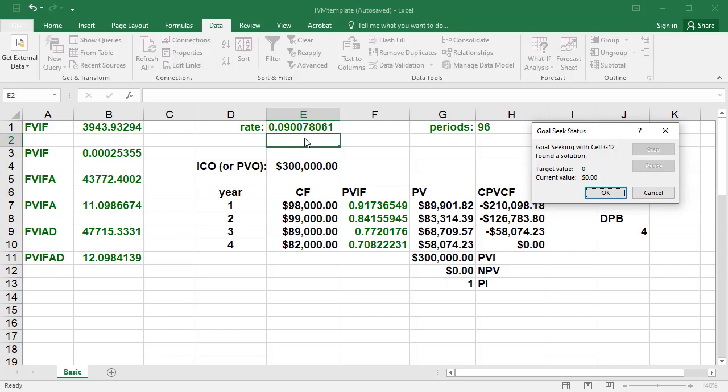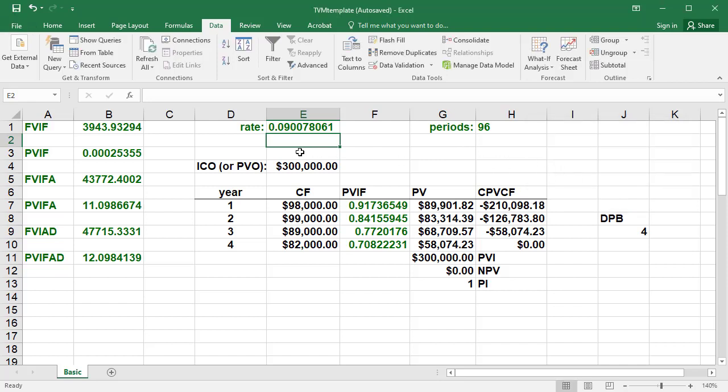So the internal rate of return on this project is 9.0078%. I can click OK to keep that, but I actually want this cell to be 0.09 because I'm going to be using that in calculating the modified internal rate of return. So I'm going to change this back to 0.09, and I'm back to my original numbers. And that's how you solve for the internal rate of return.